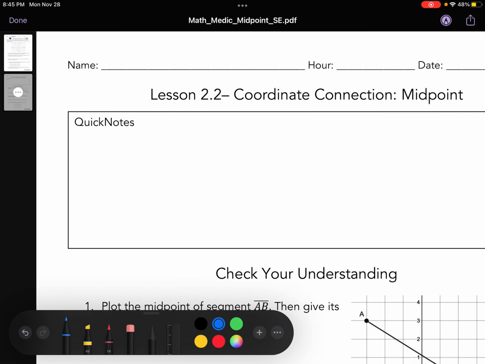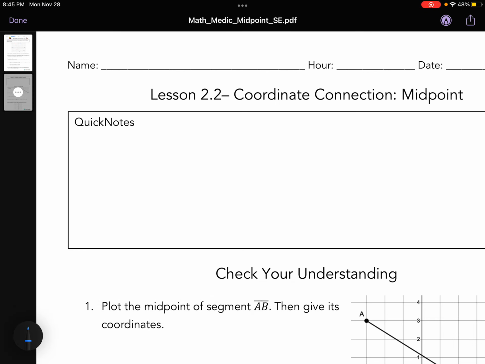Let's talk about the midpoint formula. The midpoint formula goes along as such. The midpoint M is always represented by x1 plus x2 divided by 2, comma, y1 plus y2 divided by 2.